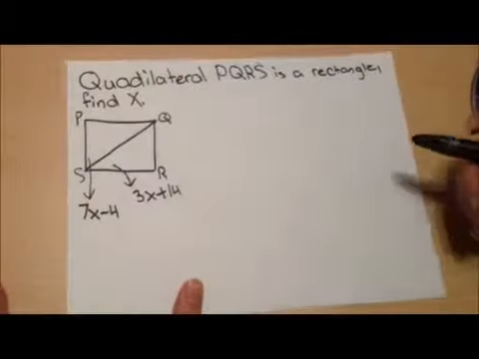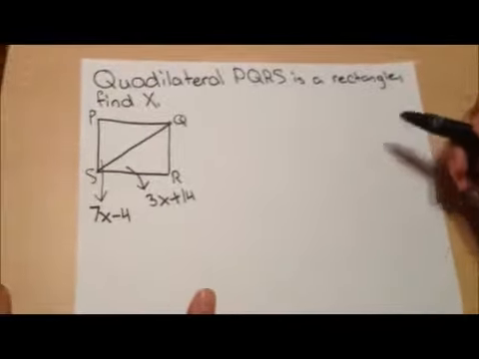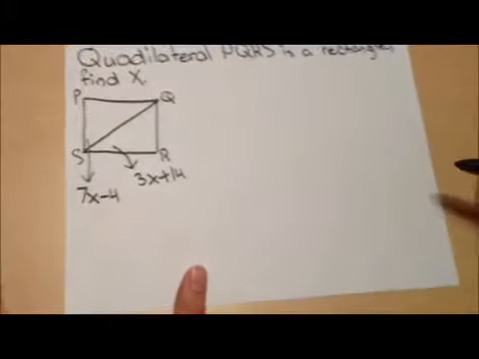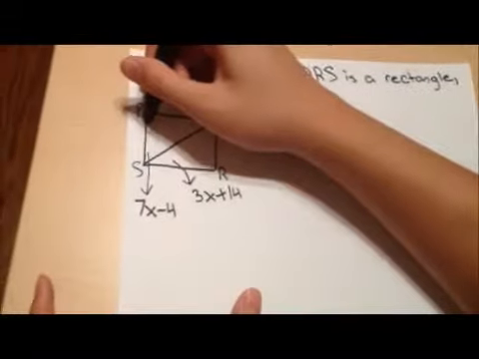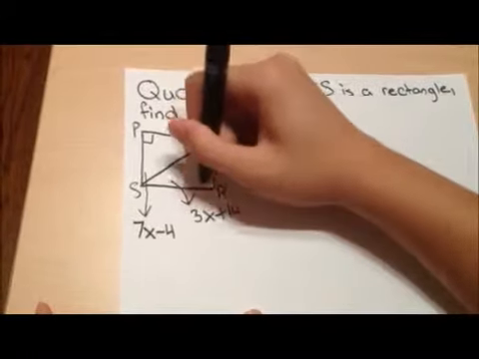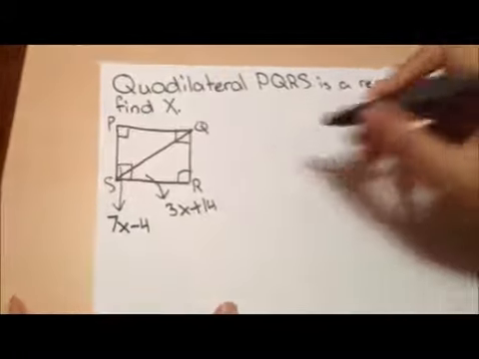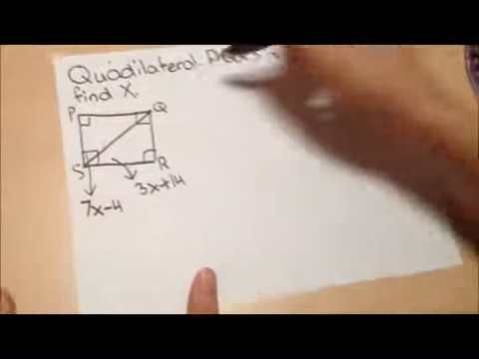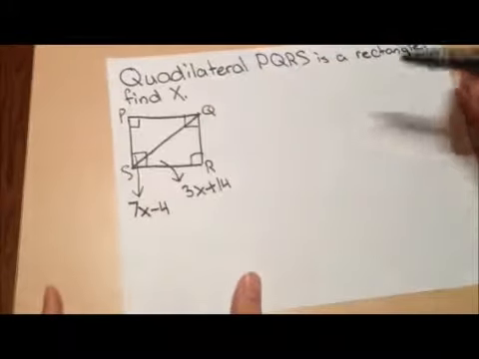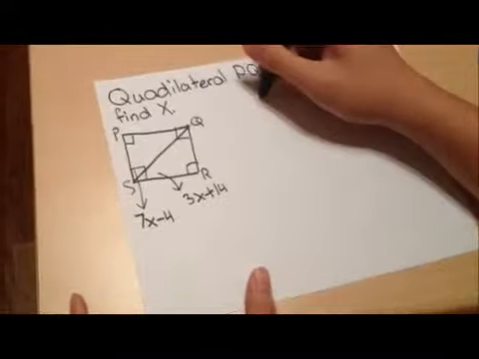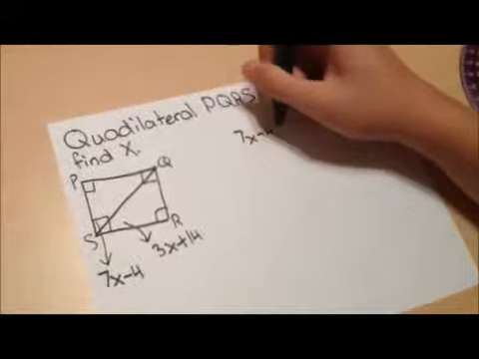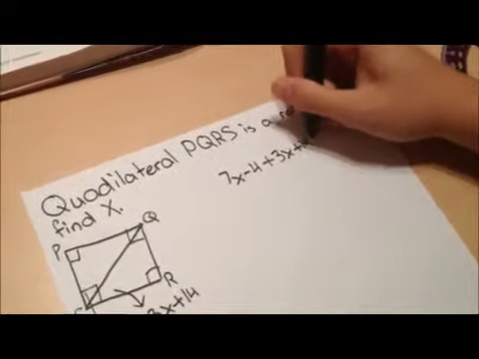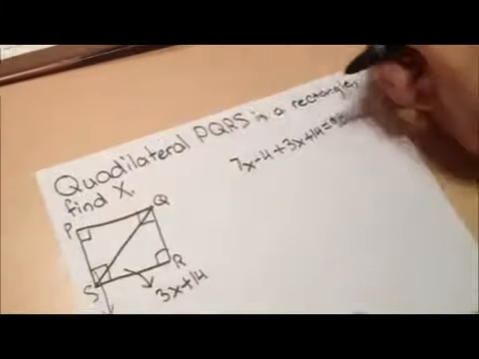Okay, here's the problem. Quadrilateral PQRS is a rectangle. Find x. Since we know this quadrilateral is a rectangle, we know that all four angles are right angles, so each of these angles is 90 degrees. This is 7x minus 4 and this is 3x plus 14, and this diagonal is splitting this right angle into two separate parts. So 7x minus 4 plus 3x plus 14 would equal 90, because this is a right angle, or 90 degrees.